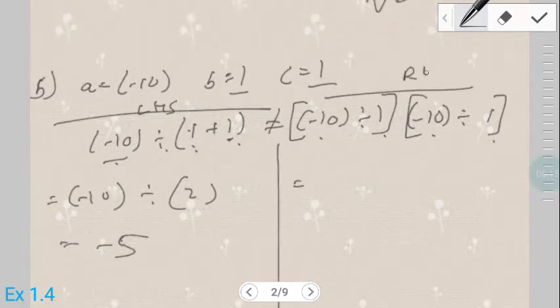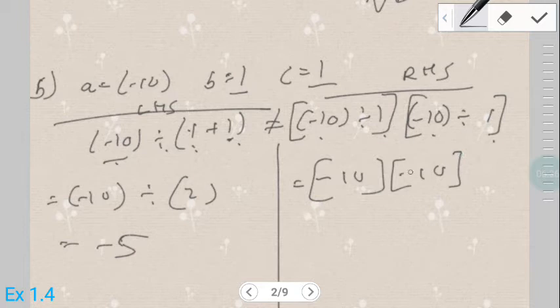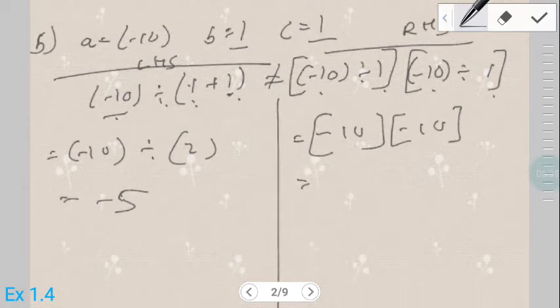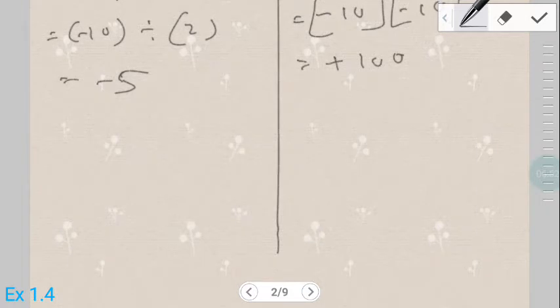And here on right hand side I have a divided by b, a divided by c. So 10 divided by 1, so I will get 10. Minus plus minus. 10 divided by 1, again 10. And minus plus minus 10. Minus 10 into minus 10. So 10 tens are 100. And minus minus plus. Again we can say that left hand side is not equal to right hand side, and it's verified.